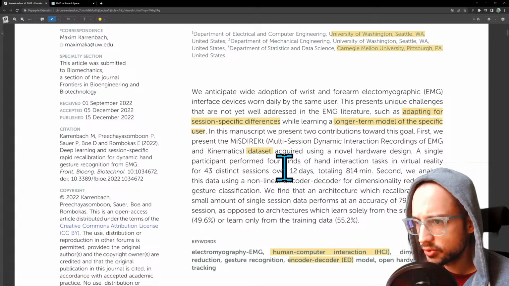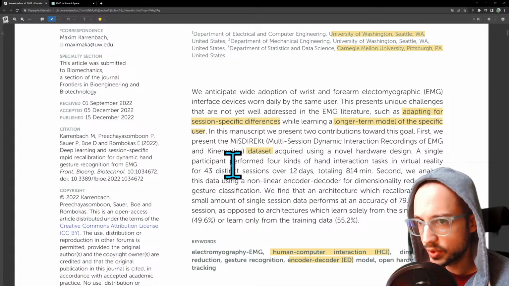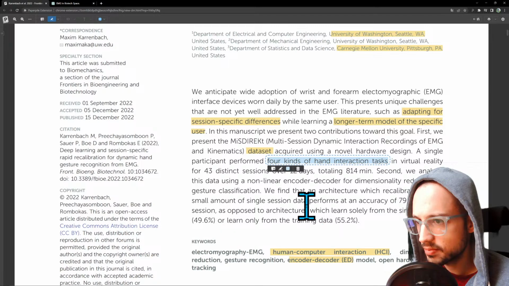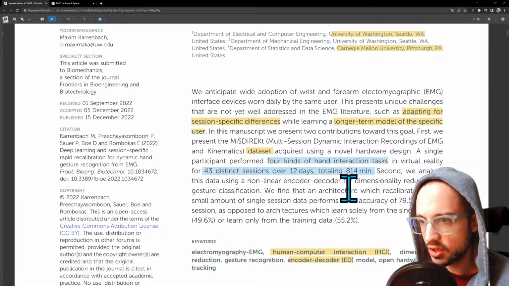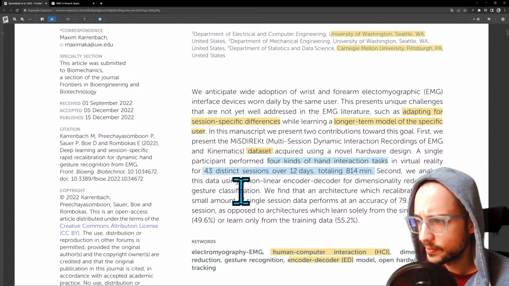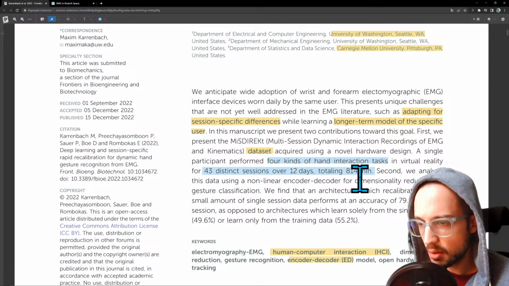A single participant performed 4 kinds of hand interaction tasks in virtual reality for 43 distinct sessions. Okay, so 4 kinds of different interaction tasks. I think let's make that blue, which is the color that we use to highlight numbers, so quantitative things. 43 distinct sessions over 12 days, totaling 814 minutes. So not necessarily an absolutely massive data set, right? These are orders of magnitude of 10 and then orders of magnitude of 100 or 1,000. So it's not like a million hours.